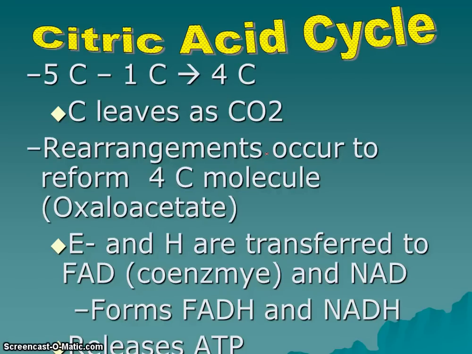We also have electrons and hydrogens that are going to be taken off, and we're going to be adding them to FAD and NAD. So we're going to be forming FADH and NADH. And again, this is also going to produce ATP. So the main gist of the citric acid cycle is to generate carbon dioxide.